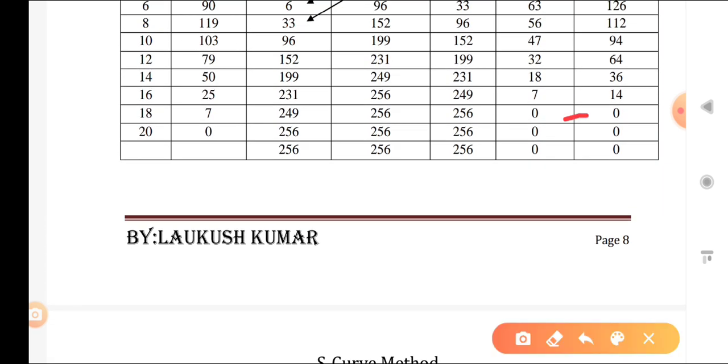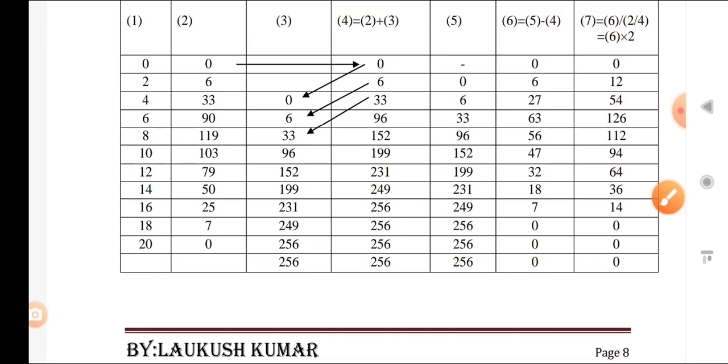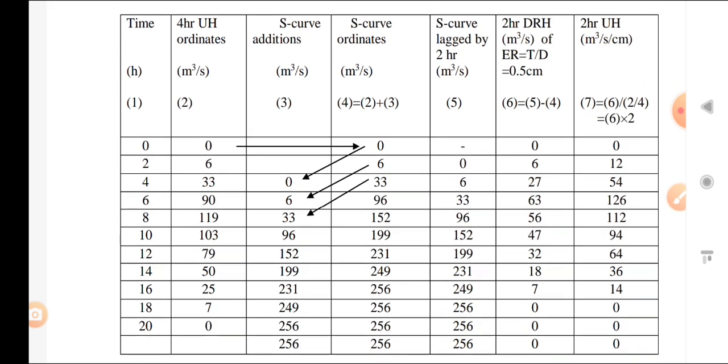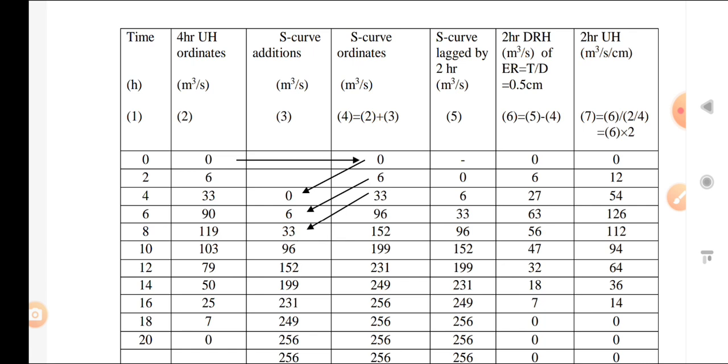0 multiplied by 2 is 0, 2 multiplied by 0 is 0. Okay, so you can see like that. So suppose that way you can find the unit hydrograph of required duration.